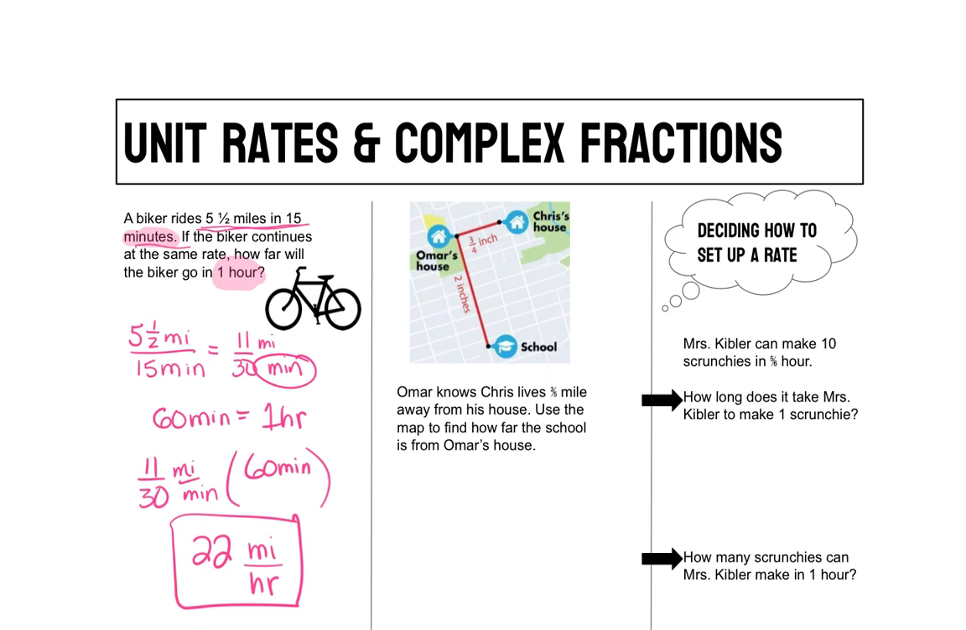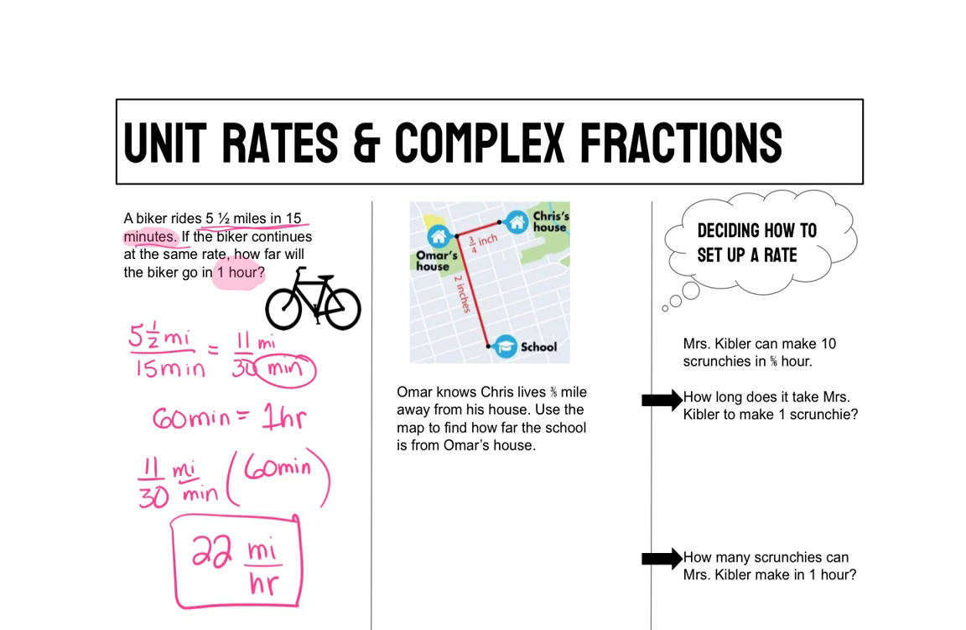Sometimes we might have to look at a map to figure out what the rates are. So Omar knows that Chris lives 3/5 of a mile away from his house. Here's Omar. Here's Chris's house. It's 3/4 of an inch, but he knows that this is 3/5 of a mile in real life, let's say. So use the map to find how far the school is from Omar's house. How far is this 2 inches? Let's figure out, we're going to take a unit rate here. We're going to figure out how many miles this is per 1 inch.